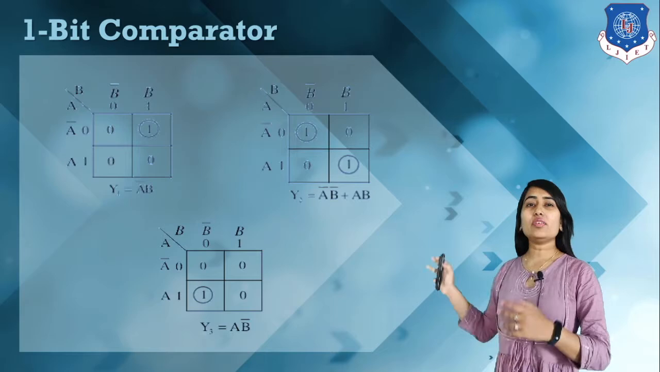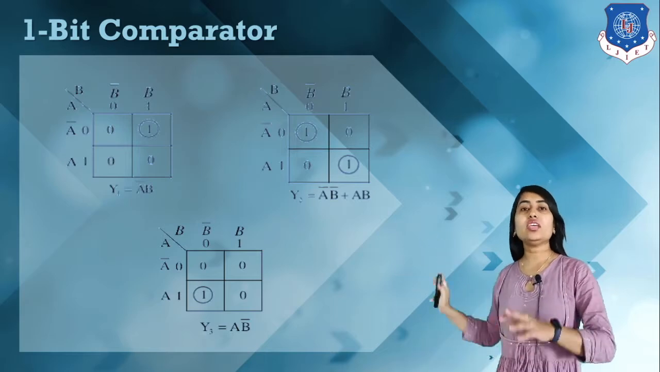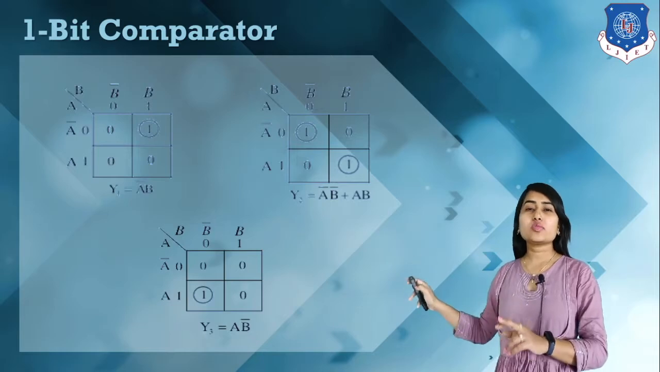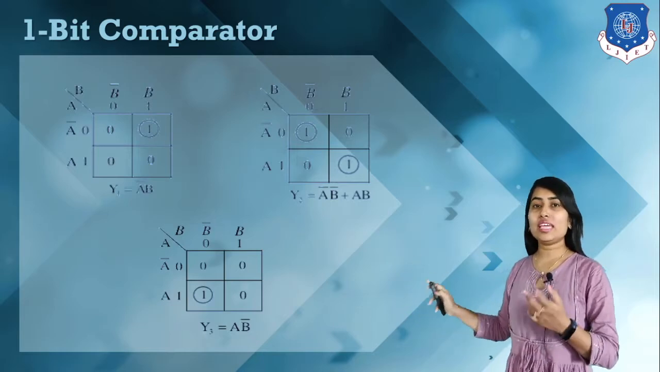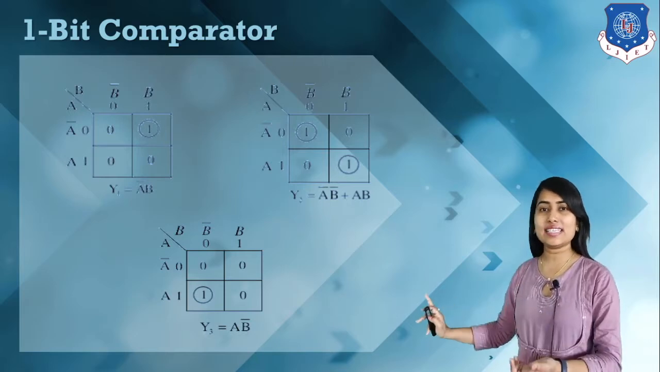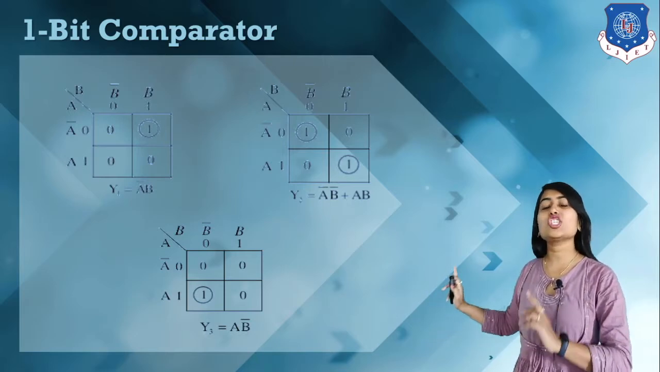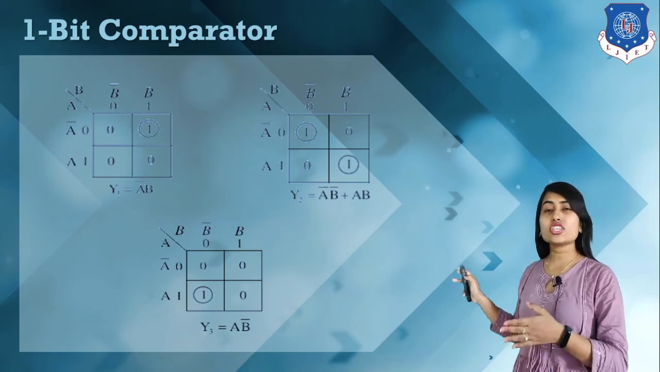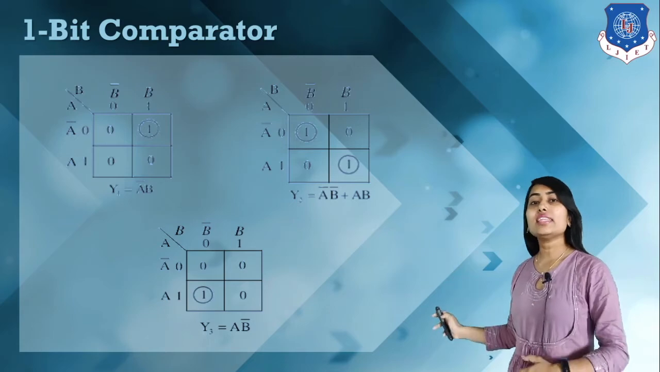So here we have three outputs, y1, y2, y3. y1 is equal to A dash B. This is basically for A less than B. Whenever A is less than B, that means B is greater, so we can say that B is equal to 1 and A is equal to 0. That's why here we have A dash B. Then y2 is the XNOR operation, A XNOR B, and y3 is equal to AB dash.